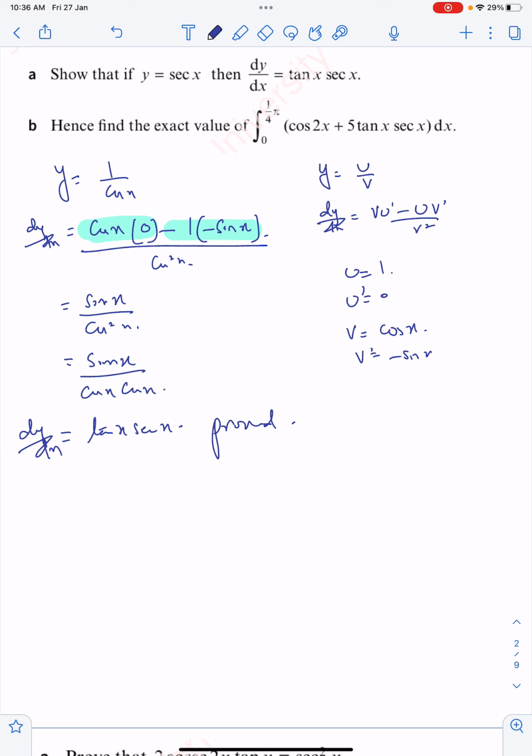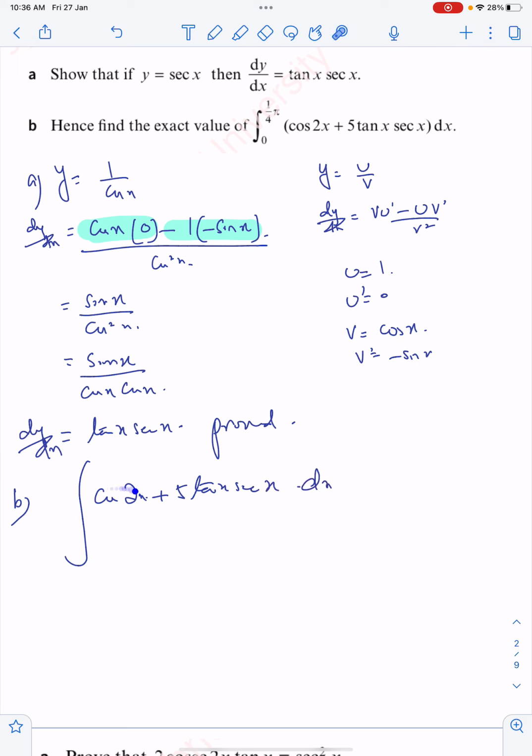Now, hence find the exact value of the integral of cos of 2x plus 5 tan x sec x. So you have to integrate cos of 2x plus 5 tan x sec x dx for the b part.